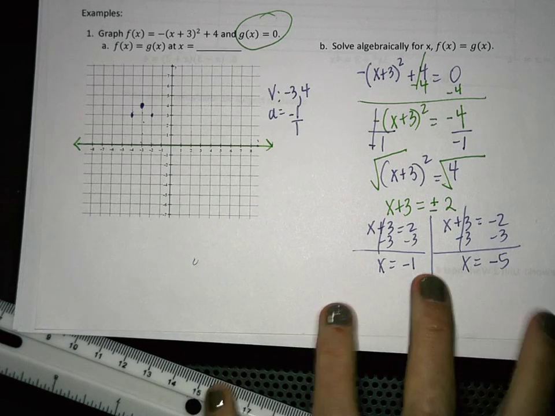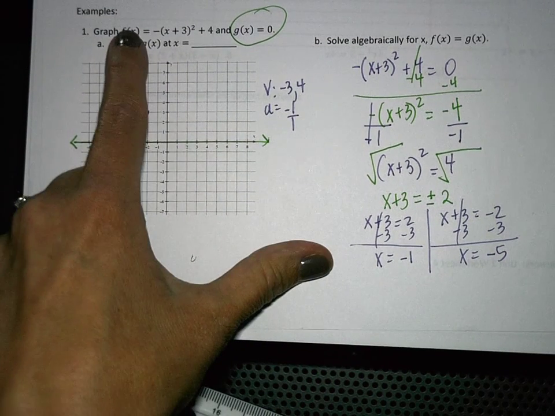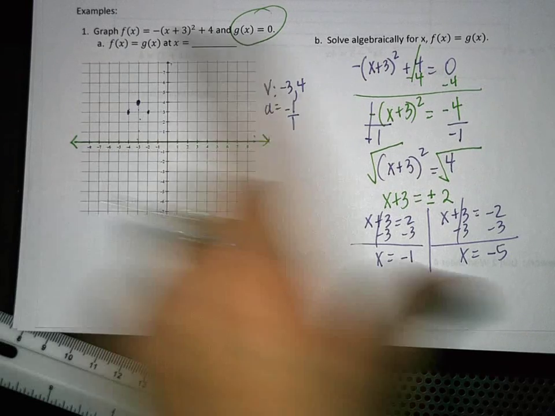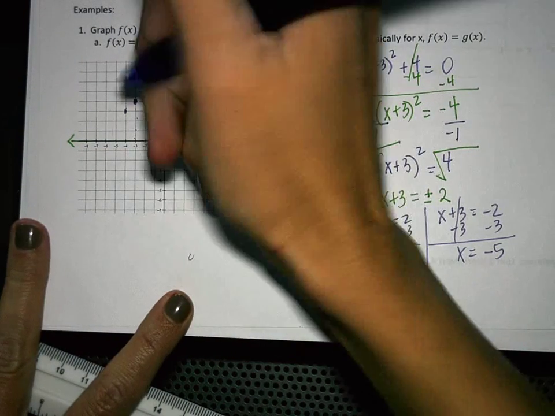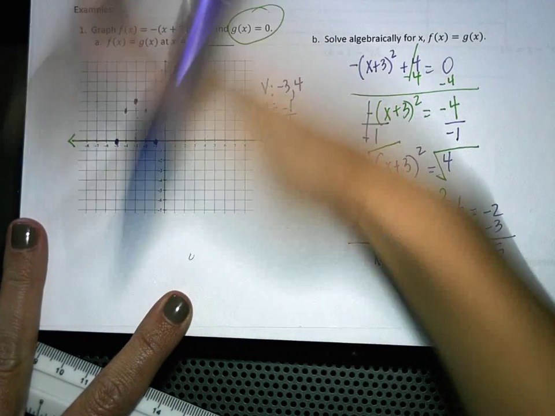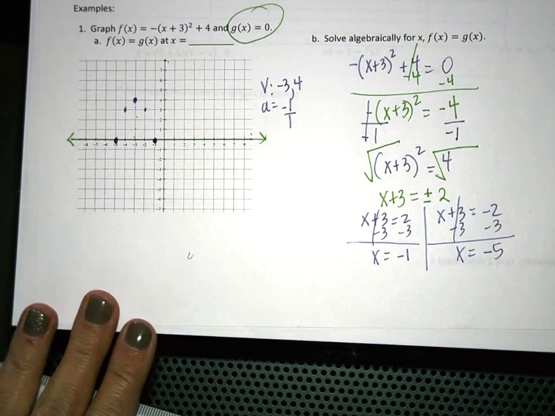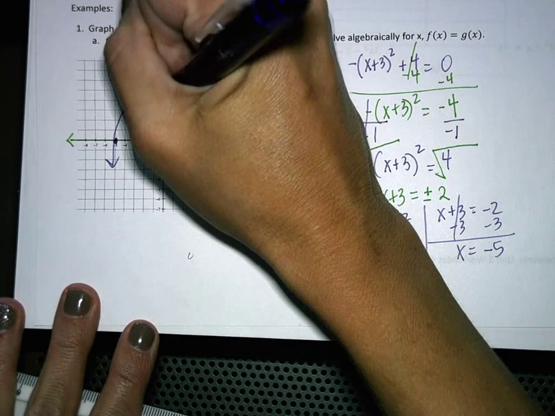Well, in order to find where it crosses the x-axis, you would actually plug in 0 for y and solve. Do you see how we already plugged in 0 and solved? And so we know the points it's going to cross are at negative 1 and negative 5. And then we can draw our parabola going down.